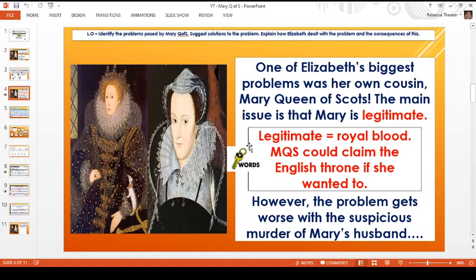The problem was, a lot of people claimed that even though Elizabeth was queen, that she wasn't a legitimate queen because her mother had been beheaded for treason by Henry VIII. So a few people looked at Mary, Queen of Scots, as being a more lawful queen than Elizabeth. So this caused some problems. This situation seems to get even worse, however, when a series of unfortunate events unfolds for Mary, Queen of Scots, one of which being Mary's husband is murdered, and that has a direct impact on Elizabeth.